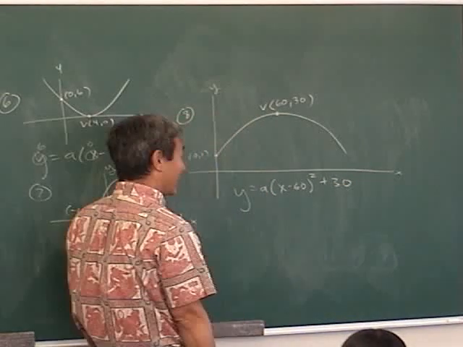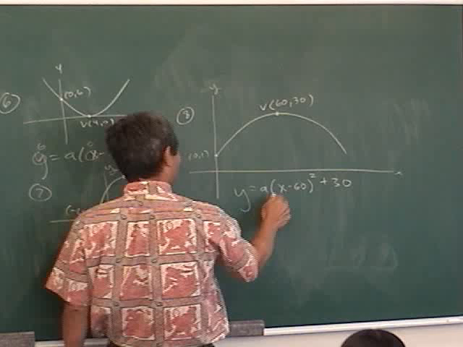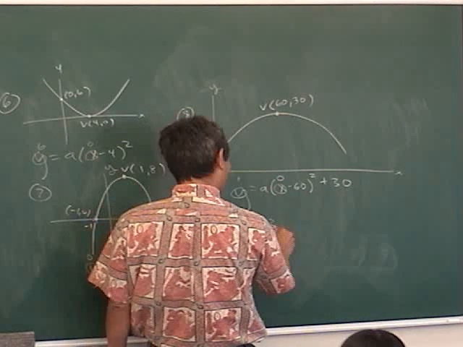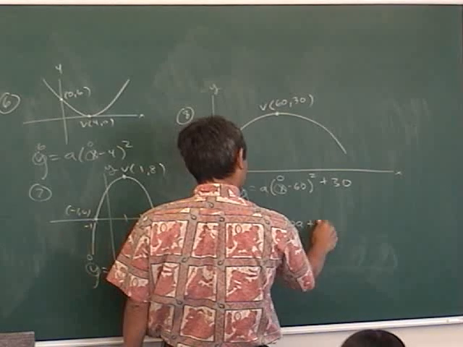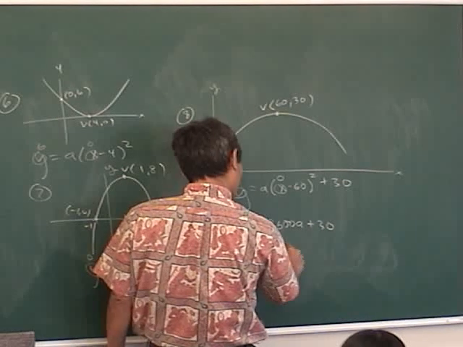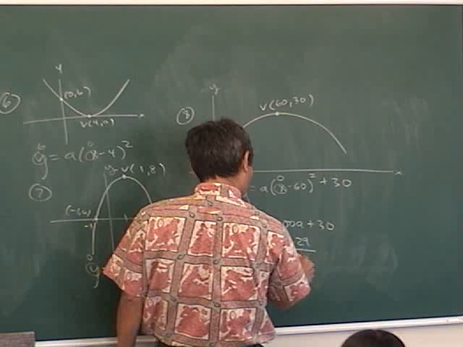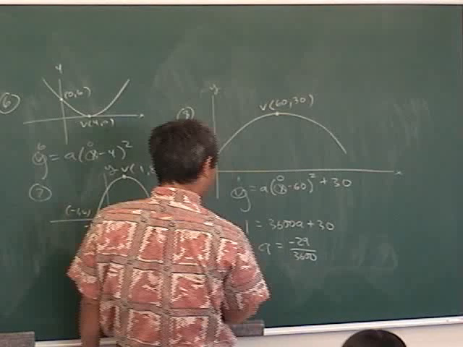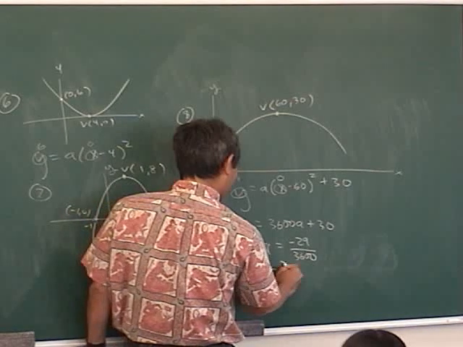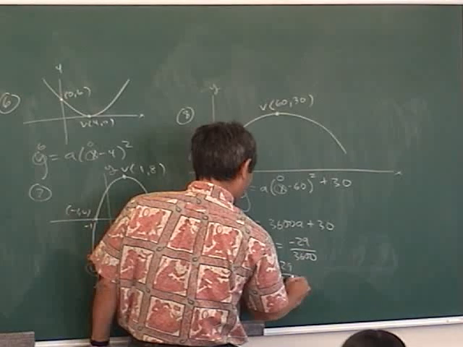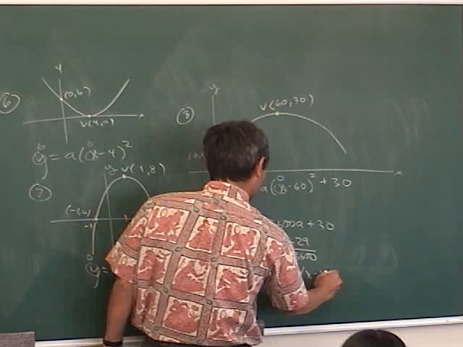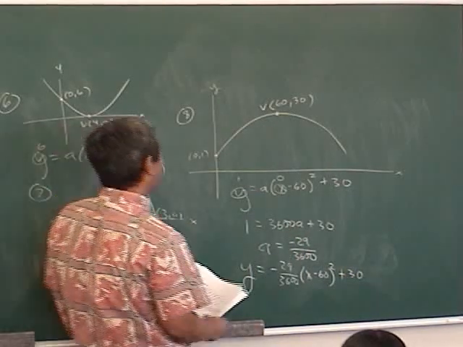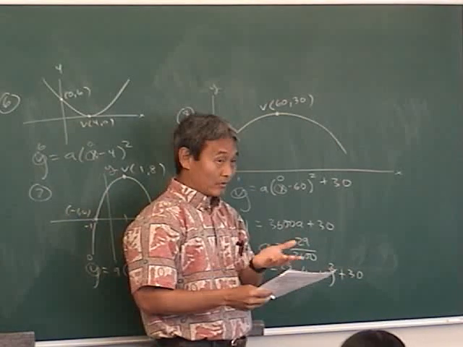How do you figure out what a is? You plug in the point. You plug in 0 for x and 1 for y. So you get 1 equals 3600a plus 30. Therefore, a equals -29 over 3600. So the equation of this parabola is y equals -29 over 3600 times (x minus 60) squared plus 30. Okay, now we've got the equation, but now we've got to answer a question.